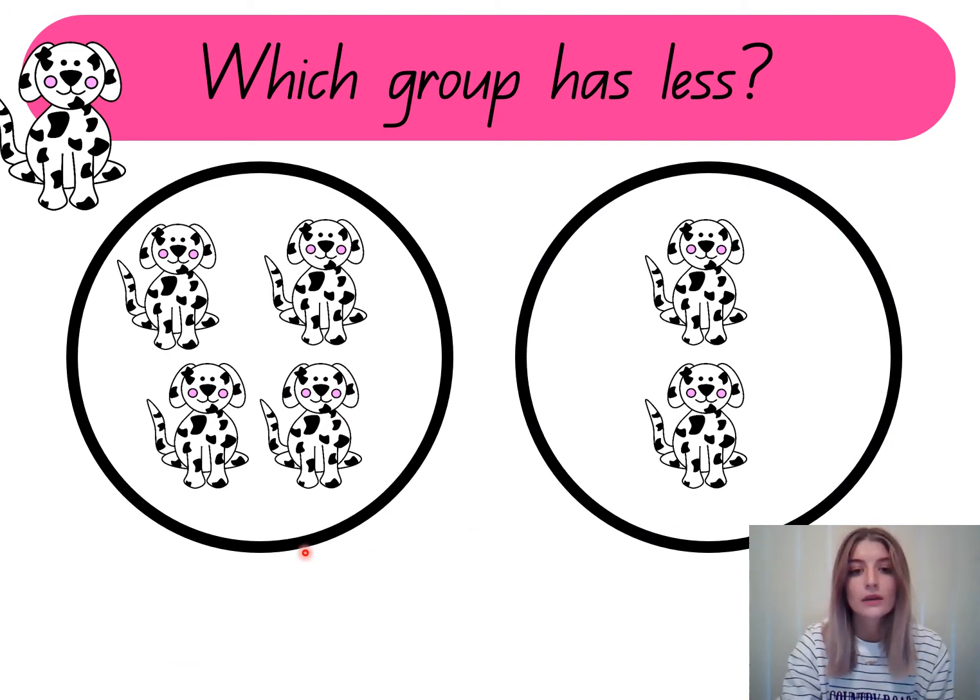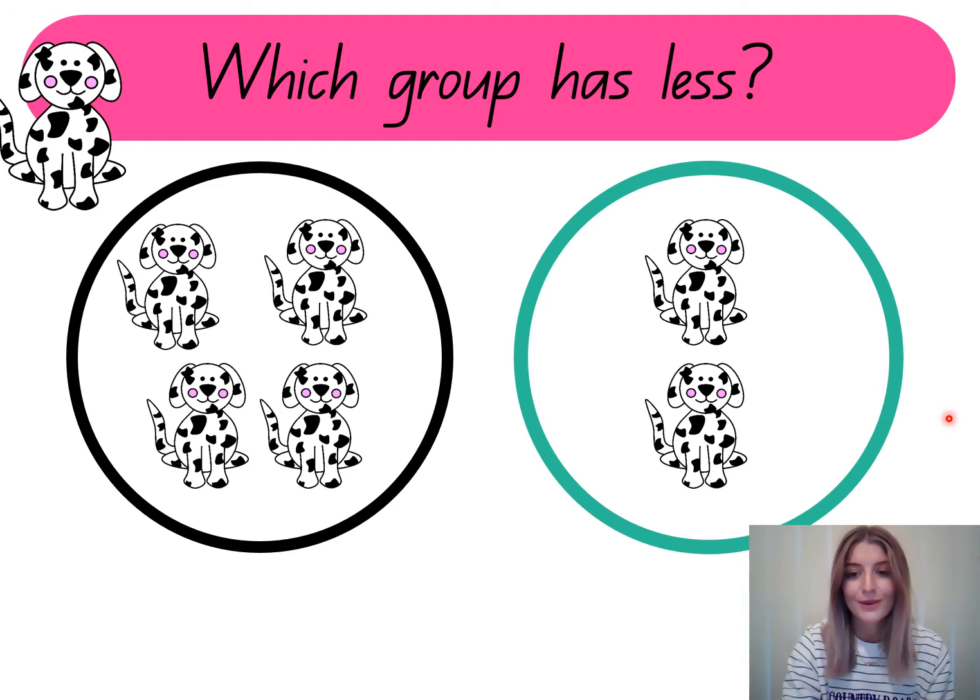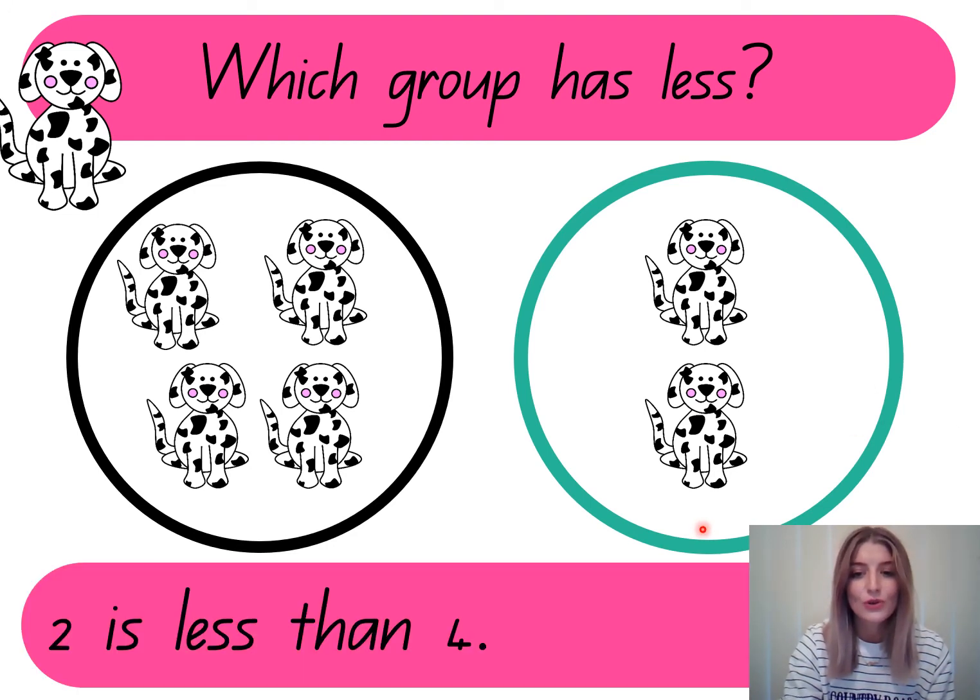Okay, which group has less? Group number 1 or group number 2? Which one has less puppies? The smaller number of puppies. That's it, group number 2. We know 2 puppies is less than 4 puppies.